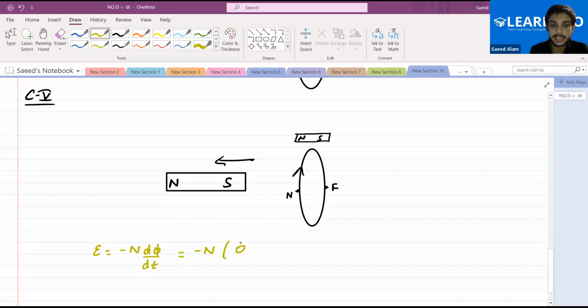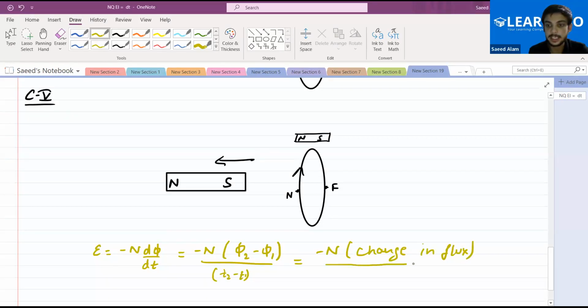If we are talking about a bigger difference, we'll write it like minus n times (Φ2 minus Φ1) over dt, the change in time. Change is always final minus initial. Remember this. Or you can write it as (t2 minus t1), or as minus n times change in flux divided by change in time. Is this clear to you? Yes, sir. Okay, so these are the things that you should remember.